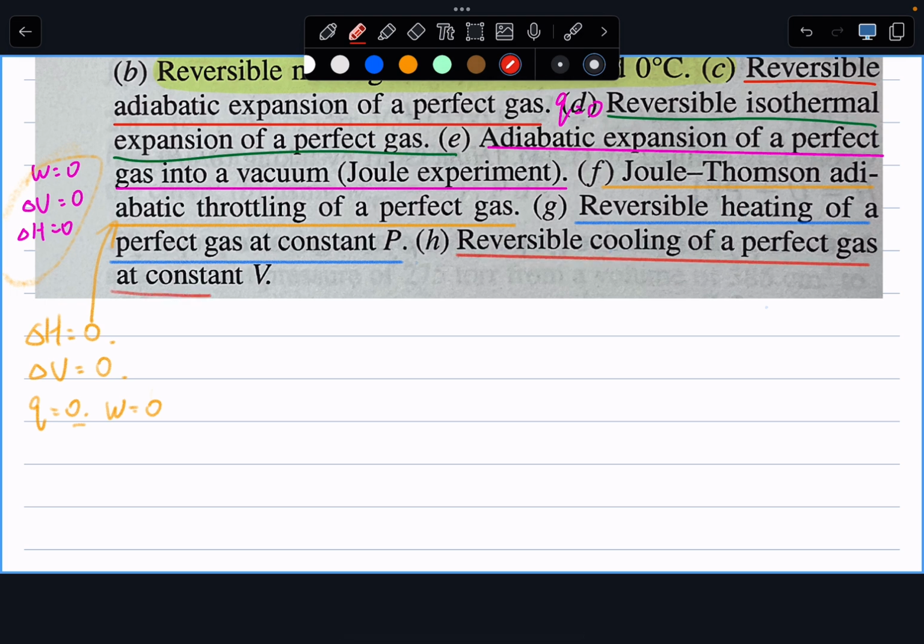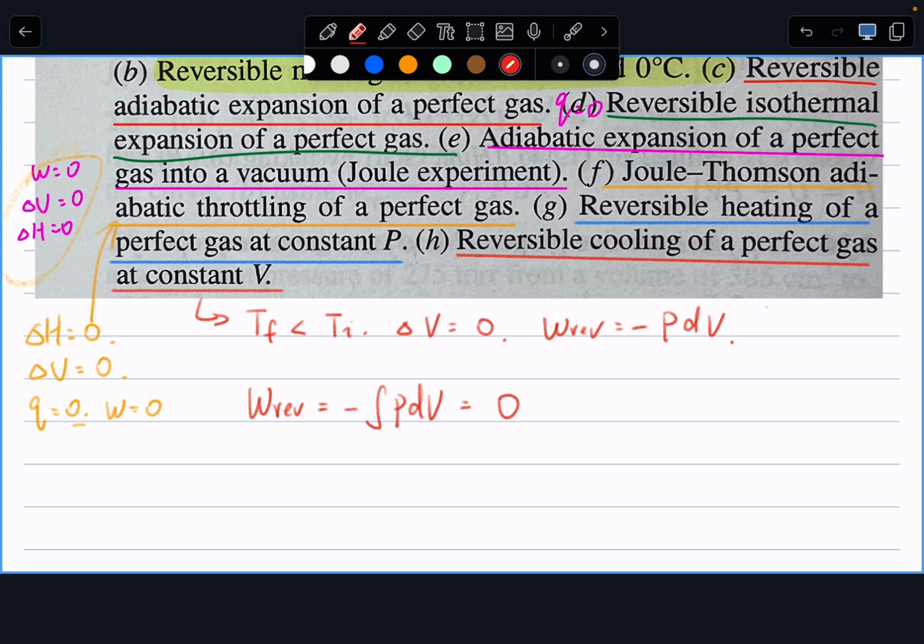We have reversible cooling of a perfect gas at constant volume. So this one, again, reading the question, we can write out my T final is smaller than T initial because it's cooling. Constant volume, my change of volume is 0. And it's reversible PV work, so W reversible equals negative P dV. So the first thing we can write down is my work reversible equals negative P dV equals 0, because my volume is not changing. It's an isochoric process.